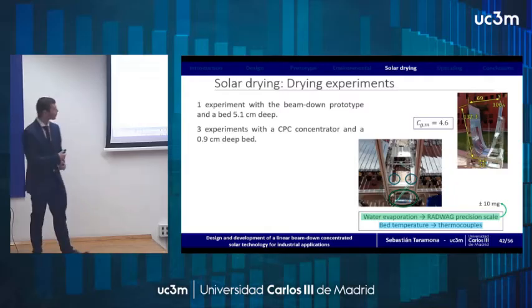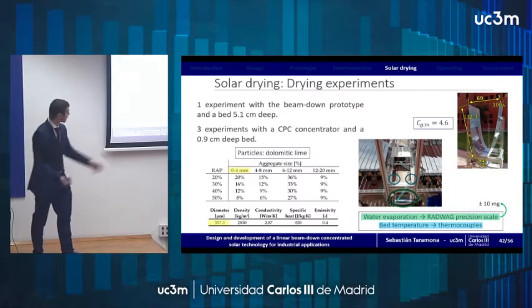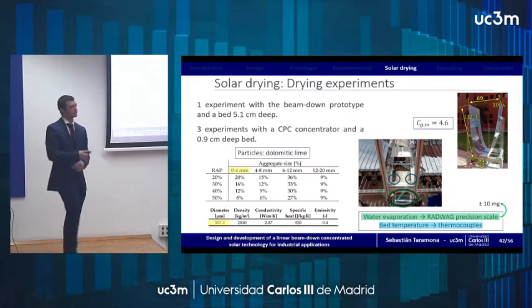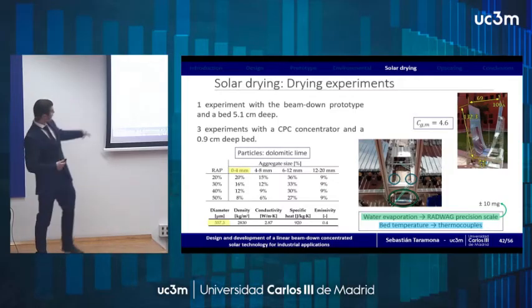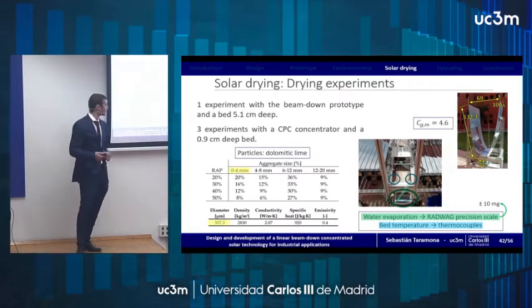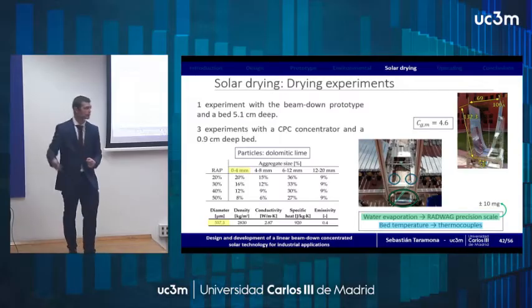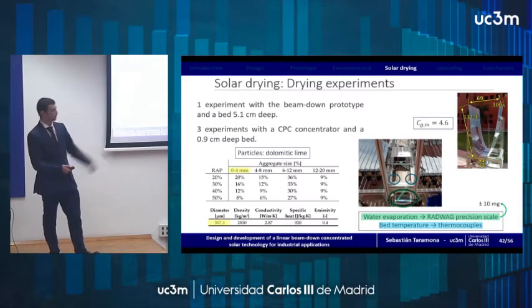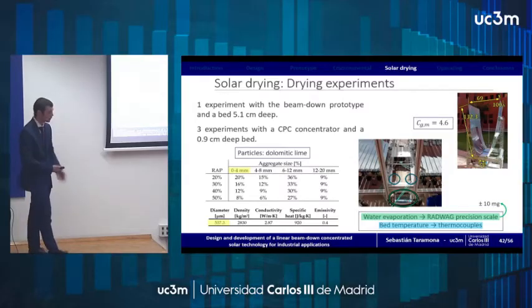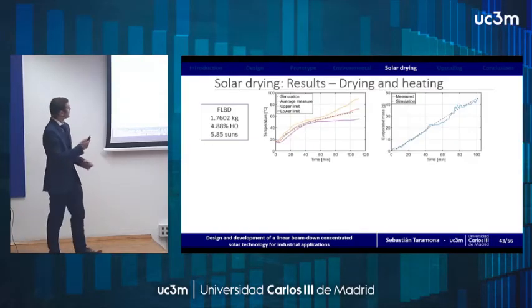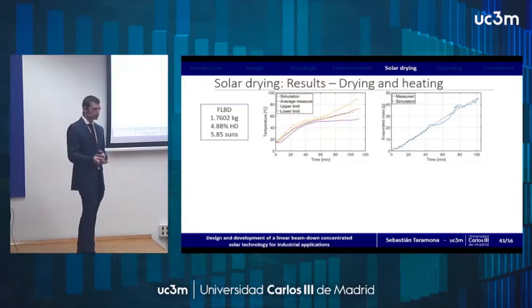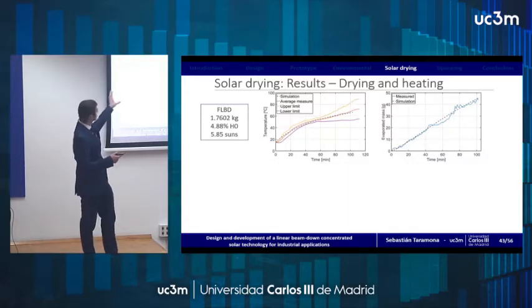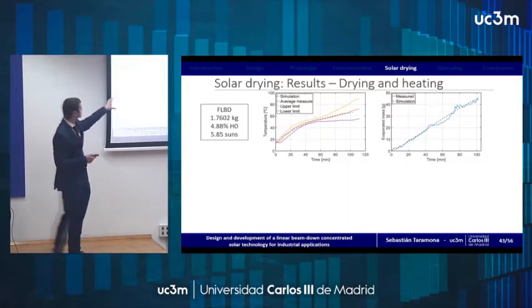And the particles that we're going to be drying are going to be of dolomitic lime, which represent the asphalt aggregates, which will be falling in this lower range of the different aggregate sizes. In our case, you can see in the table of the bottom right the average properties of the particles that we analyzed.